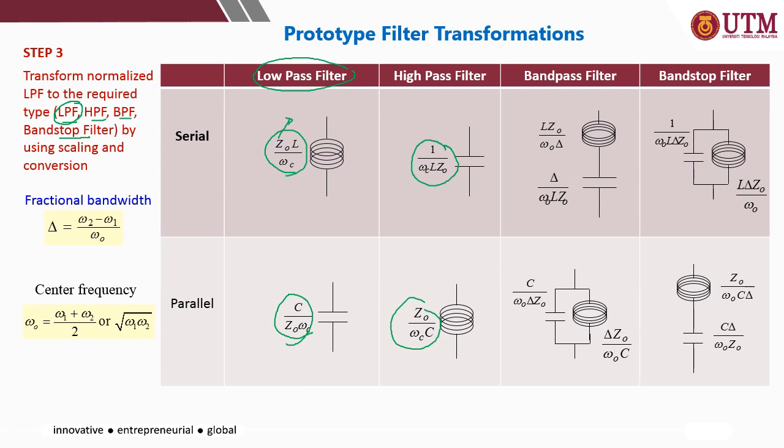Okay, if you refer to the band pass and band stop, there's a delta here. That is basically representing the fractional bandwidth, which you can calculate by using the higher frequency minus the lower frequency at the passband area at the minus 3 dB point, divided by omega naught. Omega naught is the frequency of interest, or basically the center frequency of the system. So omega naught, the center frequency, equals the higher omega plus the lower omega divided by 2, or you can also use this equation.